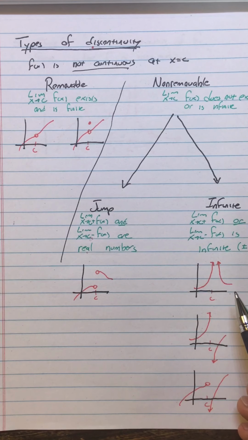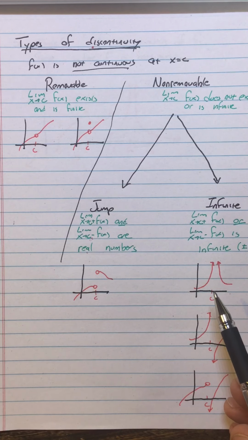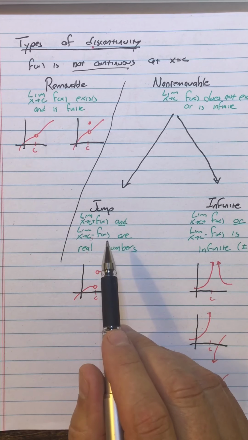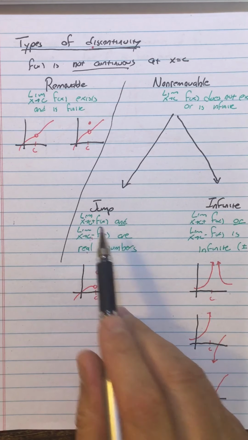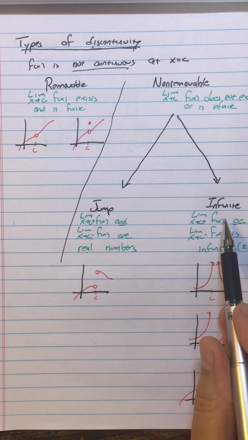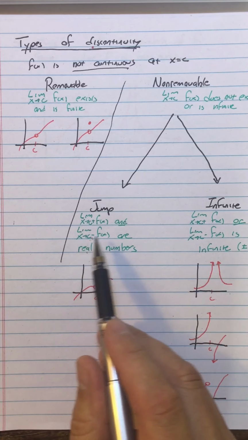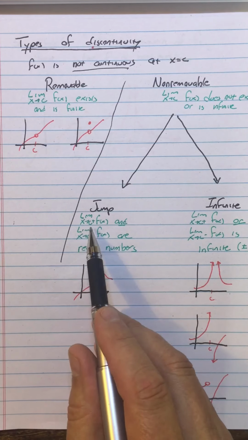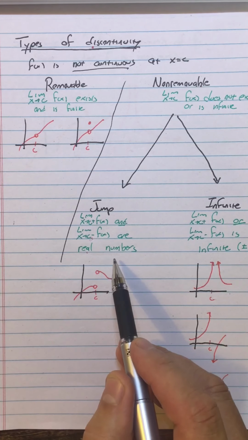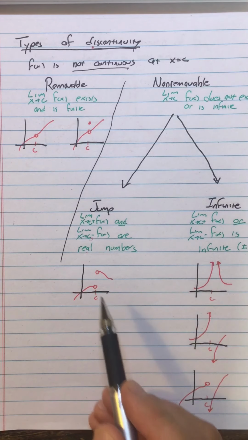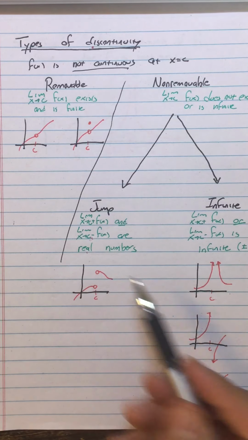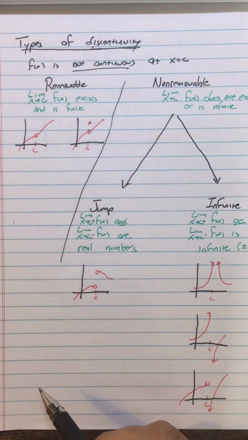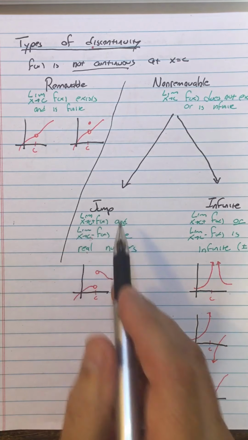All right. So these fall into two different categories. One's called a jump discontinuity, one's called an infinite discontinuity. The jump discontinuity, a mathematical way to say it, is that the limit from the right and the limit from the left are both real numbers. That is, neither one of them is infinite. And basically it looks like this. This is what a jump discontinuity looks like. We've seen a lot of them now. All right, that's called a jump discontinuity.